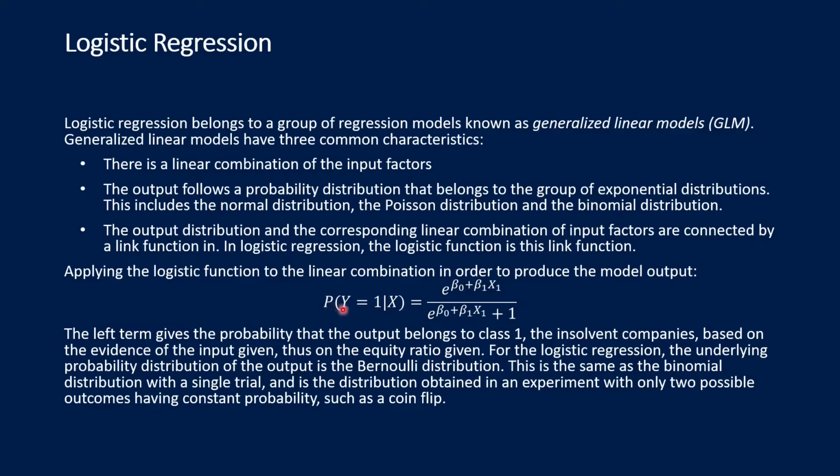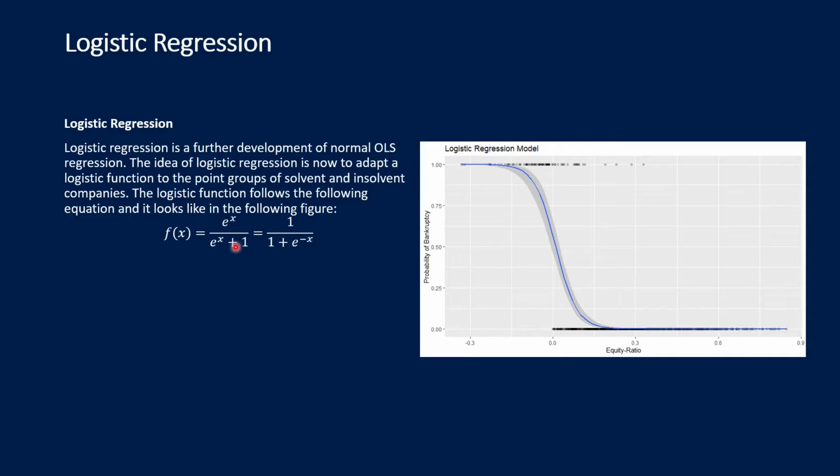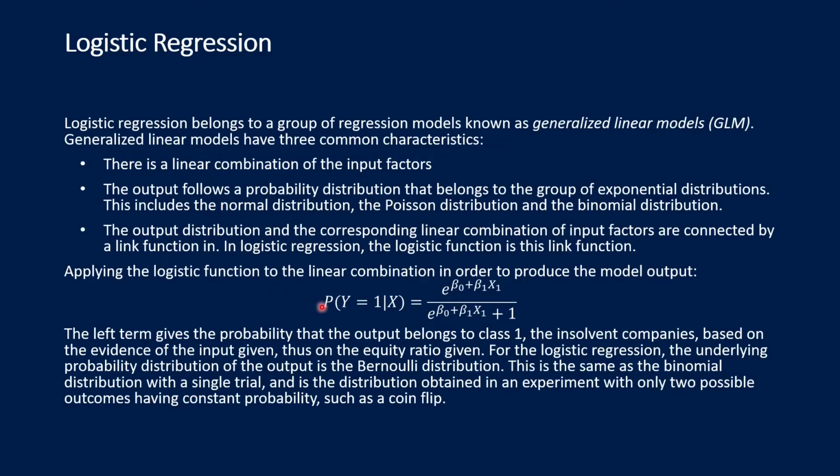So the probability is modeled as the linear combination. We have it in the exponent of the e, and here again, the whole thing is this function, right? And so this is the model output that is modeled here. So the left term gives the probability that the output belongs to class 1, the insolvent companies, based on the evidence of the input given. That is the x here, based on the equity ratio given.